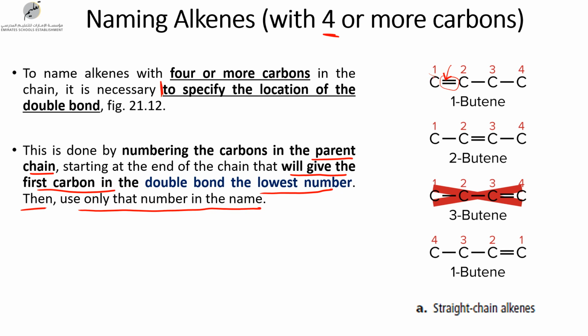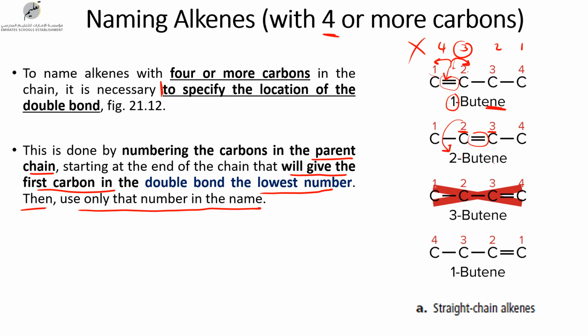So in here, it's 1, 2, 3, and 4. So you say 1-butene. Why? Because the double bond is between carbon 1 and carbon 2. Which one is lower, 1 or 2? 1. So you say 1-butene for the double bond. You cannot say 1, 2, 3, and 4 the other way. This is wrong because that will give you a number 3 for the location of the double bond. This one here is going to be 2-butene. Why? Because the double bond is between carbon 2 and carbon 3, so you choose the lowest number.